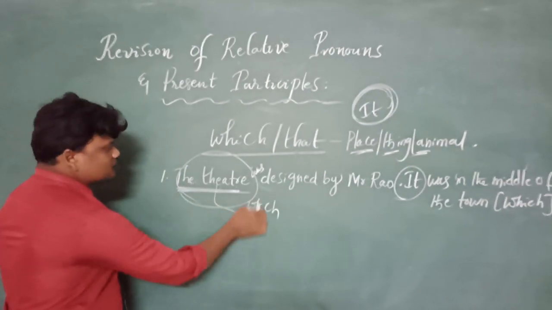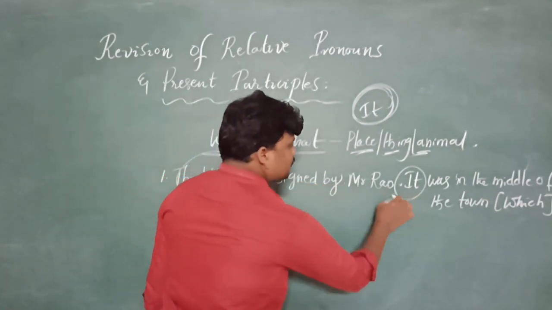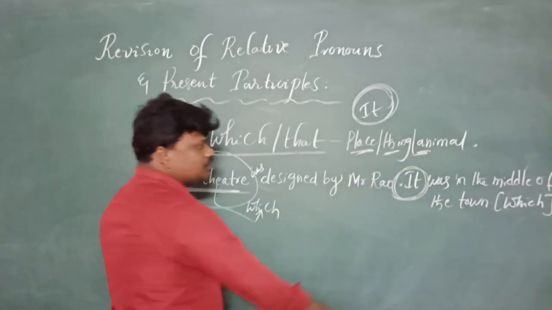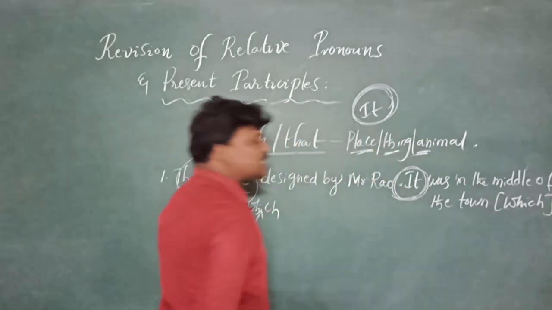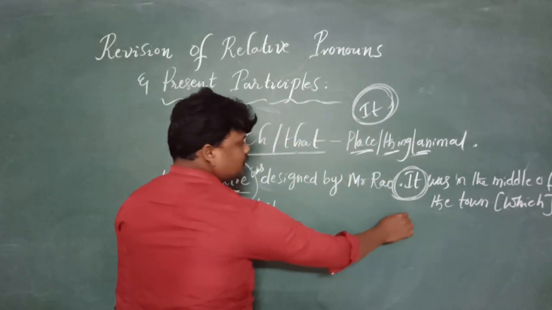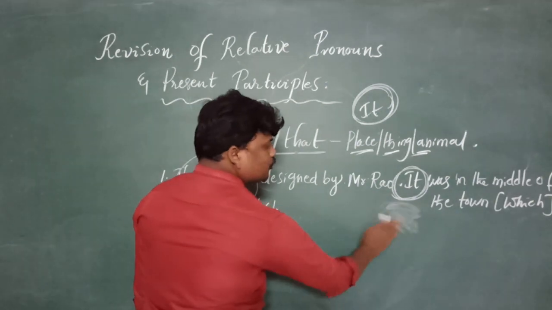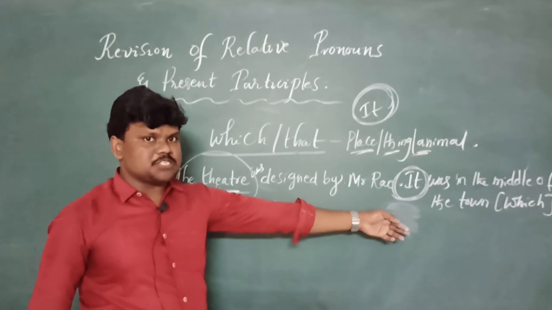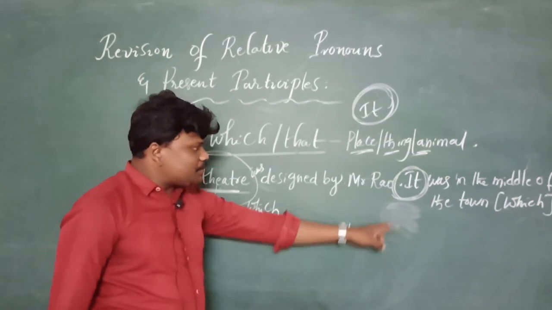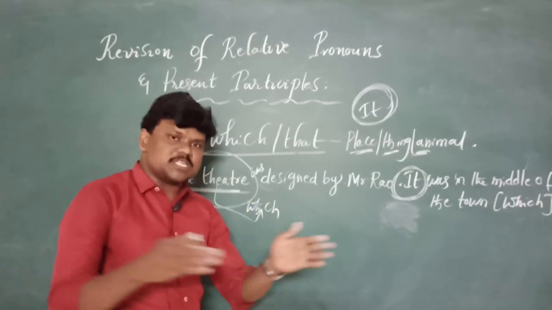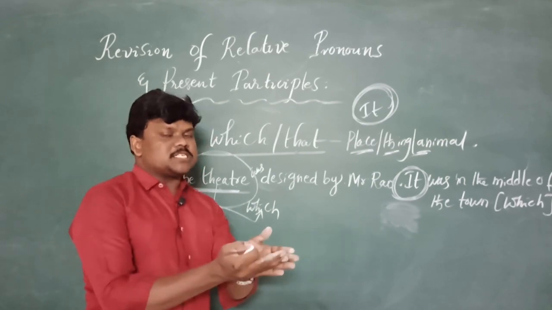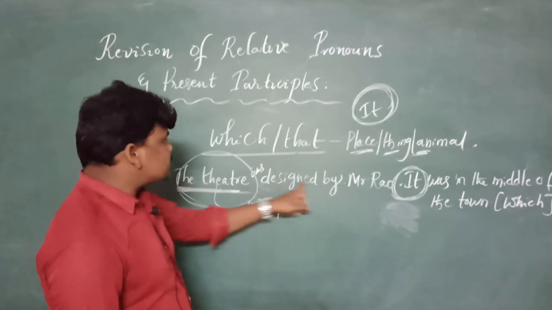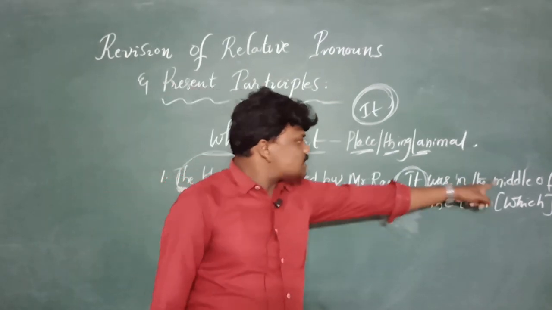The theater which was designed by Mr. Rao. We need to remove the pronoun in the second sentence, and we need to combine the two sentences with a full stop at the end of the sentence. Not necessary to keep any comma in the middle. We should not keep one. Okay na? We must not keep it. Remember, my dears, it is very important. If you replace these two sentences with a comma, again it is two sentences. We need to combine the two sentences together in a single sentence. So that's why: the theater which was designed by Mr. Rao was in the middle of the town.